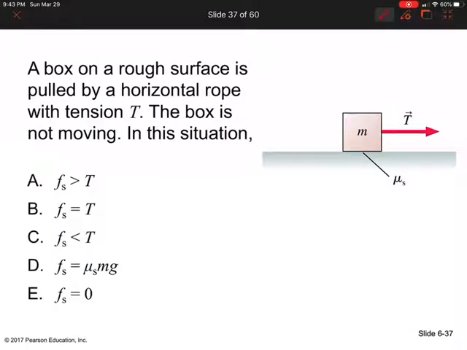So in this case, it's showing that a box on a rough surface is pulled by a horizontal rope with tension T, and the box is not moving. So if the box is not moving, then what should that tell you about the two? That they are, at that point, equal, okay? They're in equilibrium, essentially. So, all right, I'm going to stop the video again and start up again.